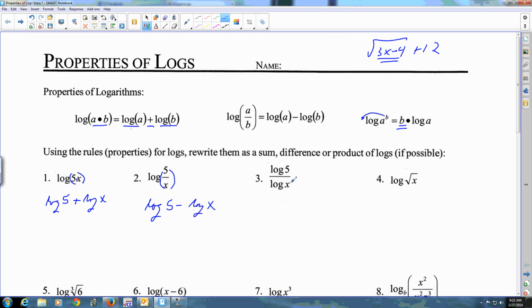This, I'm trying to trick you. It's when your fraction is inside the logarithm, not a fraction of logarithms. Okay, so this one can't go any further. It is what it is.